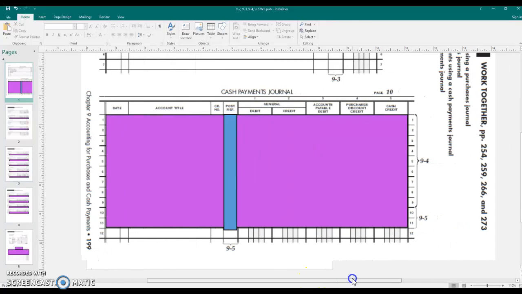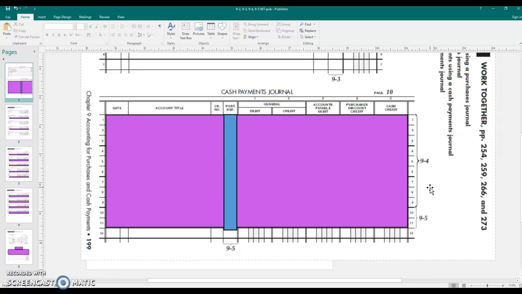All right, so get out your work together, and we're going to do 9-4. What we're going to need is your work together sheets, and if you turn your books to page 266. Now, once again, you can pause and do whatever you need to do, but I'm probably going to go a little fast just so that we can get this done.